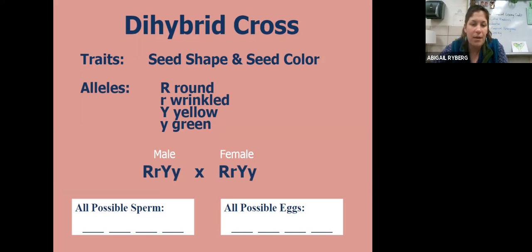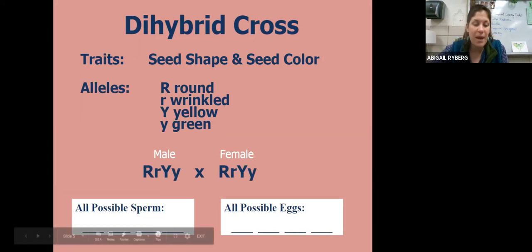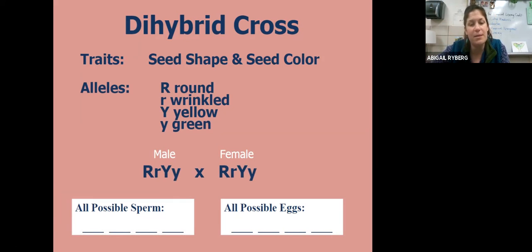And you'll always be given this information. You'll also always be given the male and female genotypes, so the parents. So the male parent genotype is big R, little r, big Y, little y. And then the female happens to be the same: big R, little r, big Y, little y.